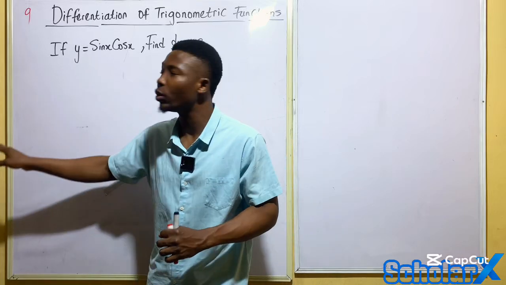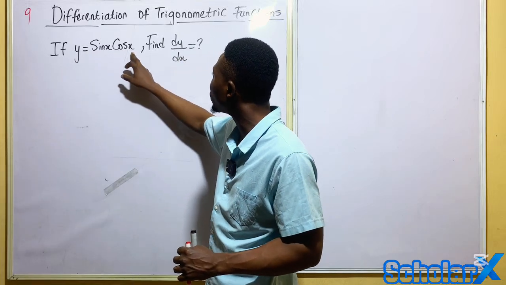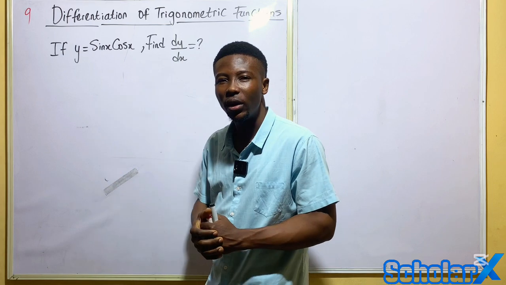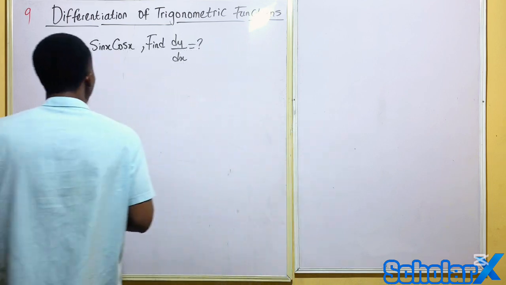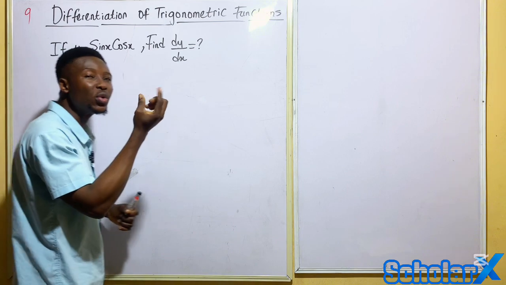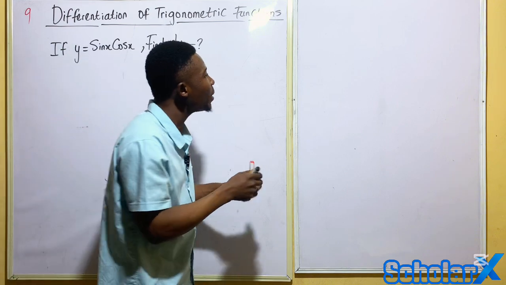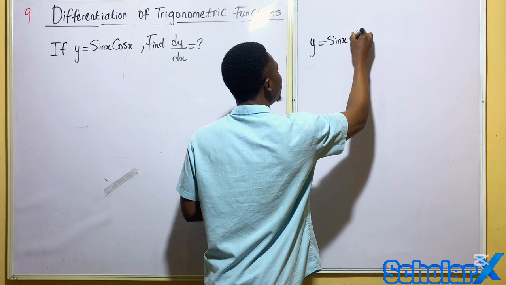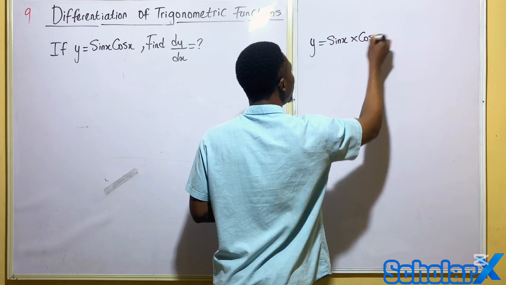So we have the function y is equal to sine x cos x, and we're asked to find dy/dx. Now, how do we differentiate this? How do we find dy/dx? This is sine x and this is cos x. They are brought together by products. What I mean is that it takes sine x multiplied by cos x to give you what?